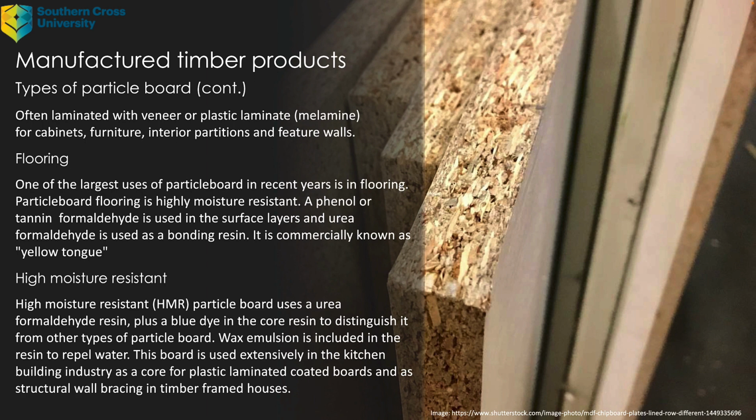High moisture resistant, HMR, uses a urea formaldehyde resin plus a blue dye in the core resin to distinguish it from other types of particle board. Wax emulsion is included in the resin to repel water. This board is used extensively in kitchens, again as the core for plastic laminated coated boards, and as structural wall bracing in timber framed houses.